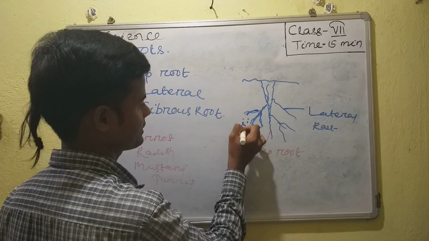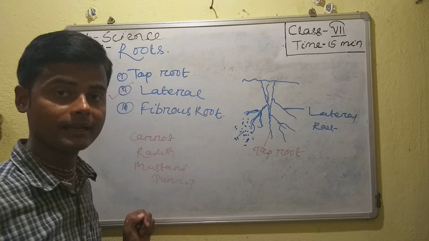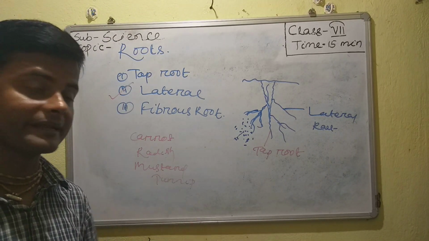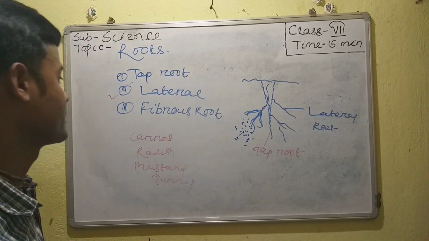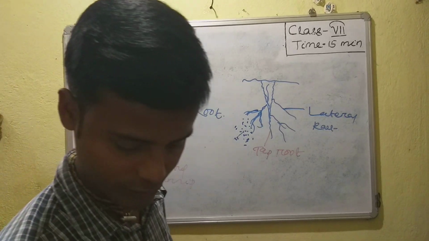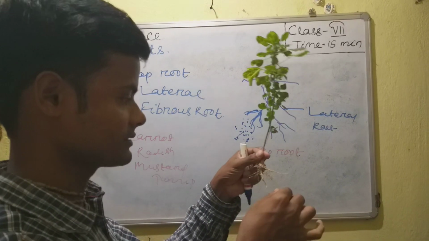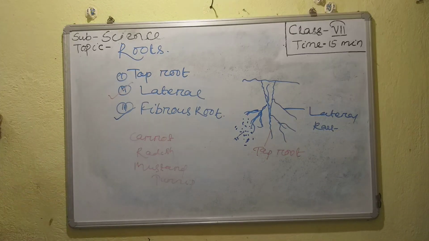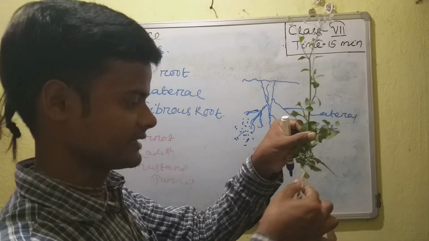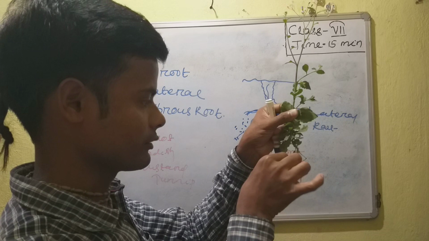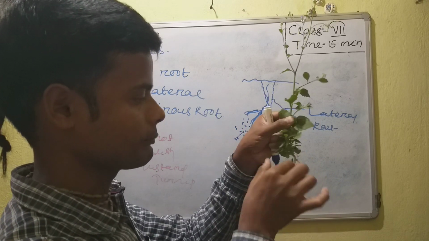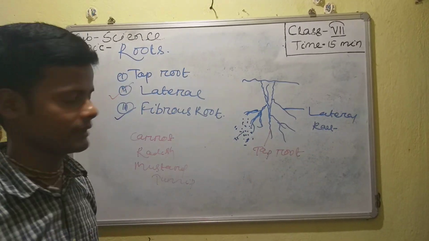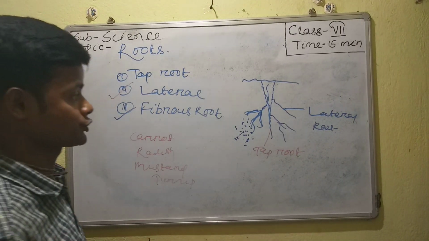Which root helps in this? It is the lateral roots, right? Lateral roots help in water and minerals uptake from the soil. You can see the lateral roots in the plants. These are lateral roots. They come from the main root, right? I'm showing another plant here. It is the main root, and these are the lateral roots. Then we come to the fibrous root.